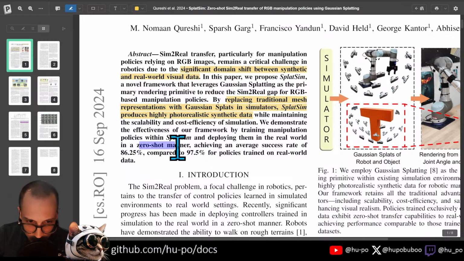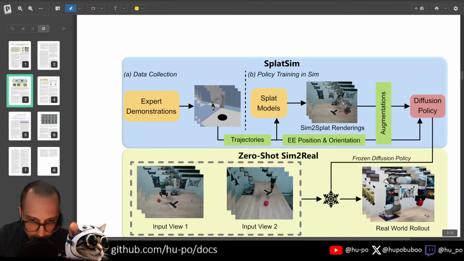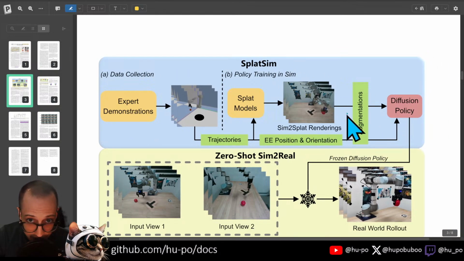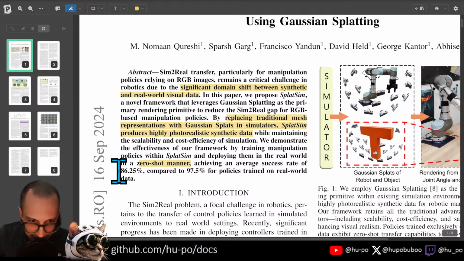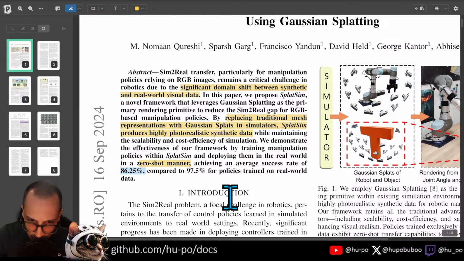So in a zero-shot manner, which means that you only train with the synthetic simulated data, right? You're only training your diffusion policy with the Gaussian splat renderings. You can get 86% task success, which in this case is like pushing the little T into the desired position or grabbing the apple or whatever little task variant they have here, as compared to 97%, right? So if you were to train on real-world data, your diffusion policy would succeed 97% of the time. If you were to train only on the Gaussian splat synthetic data, your policy is getting 86% of the time.